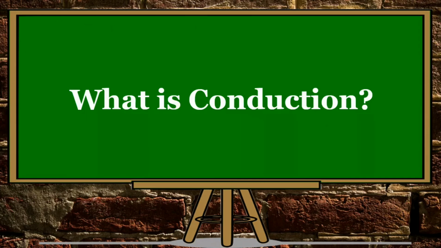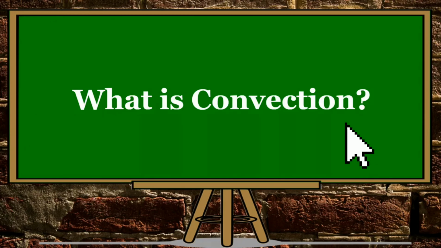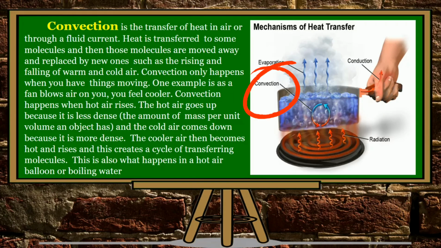What is conduction? Conduction is when heat moves through direct contact. Molecules bump into each other and give some of their energy to other molecules. An example would be a spoon placed in a pot of boiling water. The flame never touches the spoon, but the flame touches the pan, which heats up the water molecules. Then the water molecules bump into the molecules of the spoon and heat them up, causing the spoon to warm up.